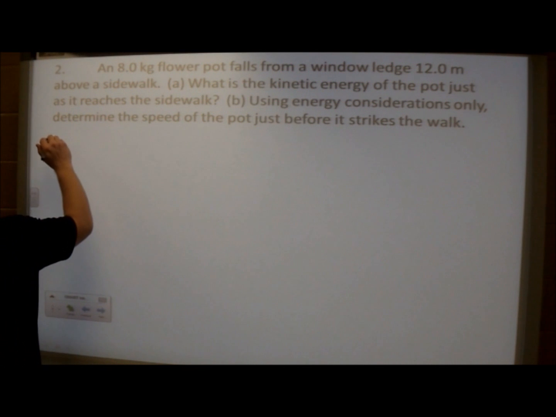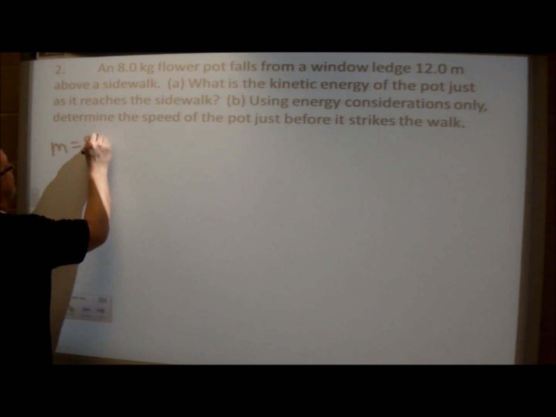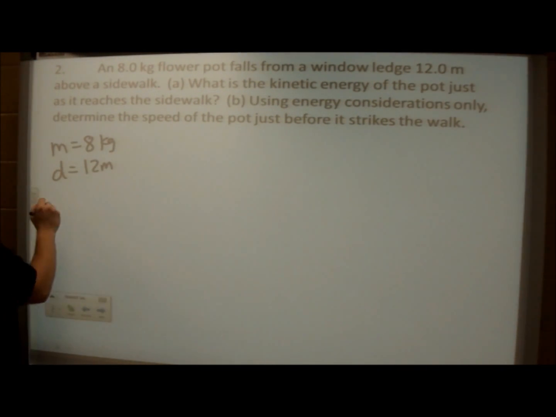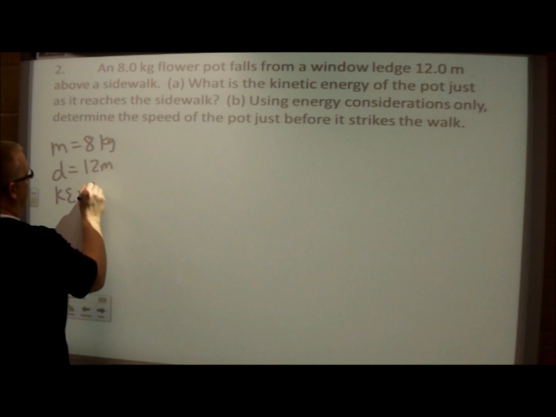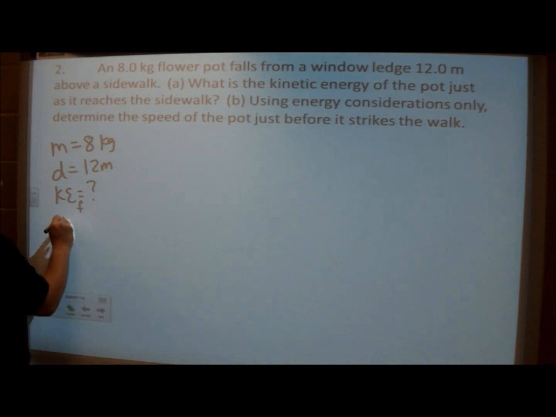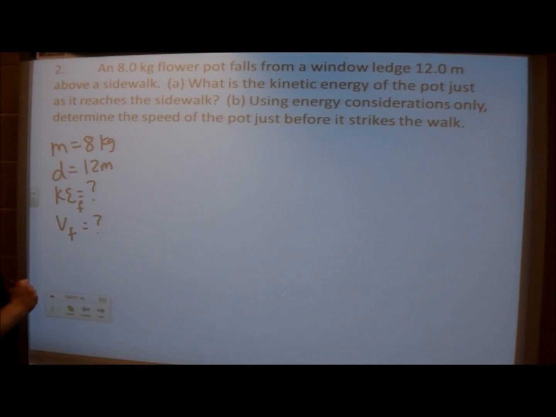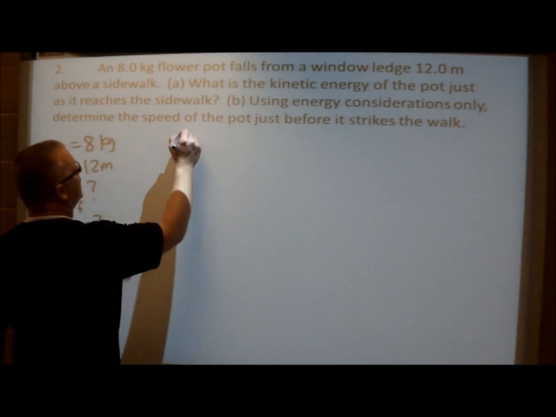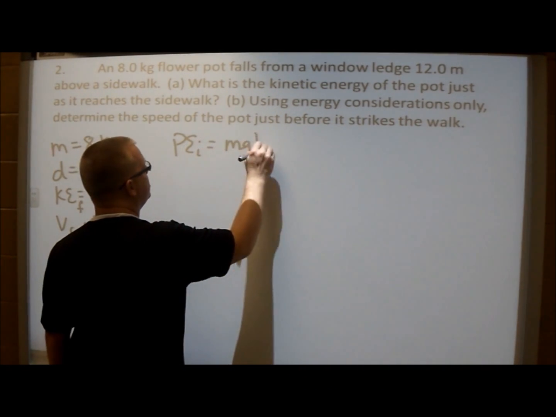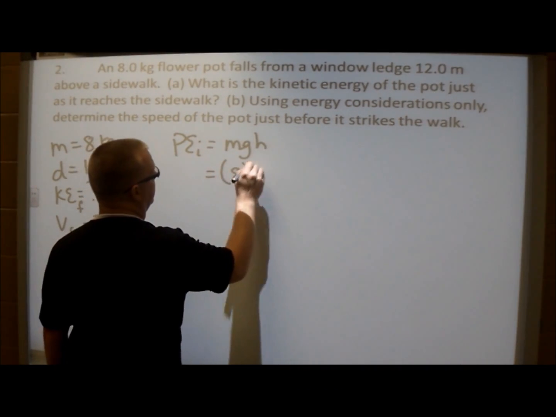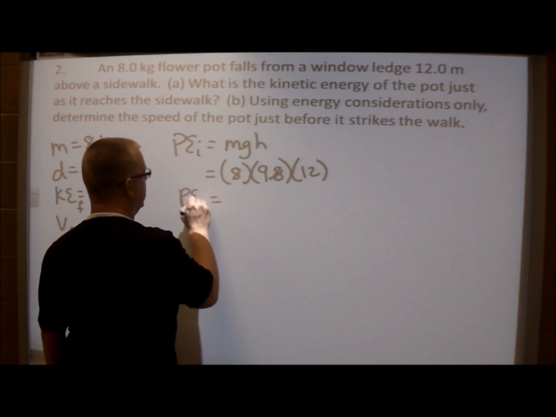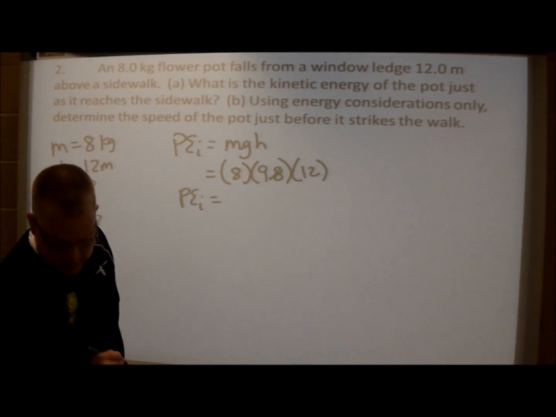Number 2, an 8 kilogram flower pot falls from a window ledge 12 meters above the sidewalk. What is the kinetic energy as it reaches the sidewalk? So that's the final kinetic energy. Using energy considerations only, determine the speed just before it strikes. So that's the final. This problem looks eerily similar. Okay, so the same thing, the potential energy at the top is going to be mgh. The mass is 8 kilograms, gravity is 9.8, and the height is 12. So my initial potential energy is 940.8.